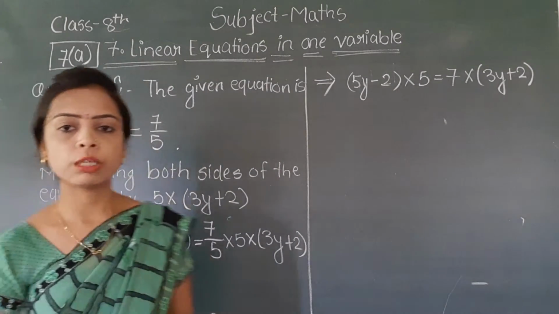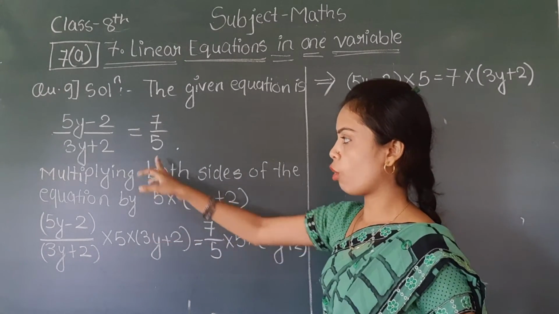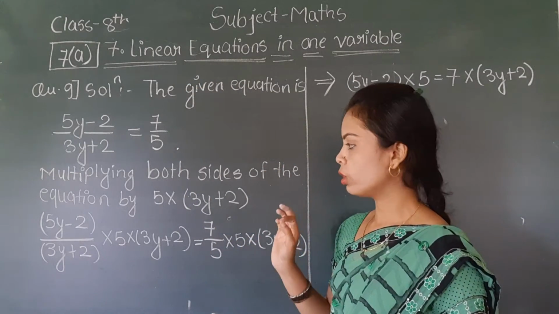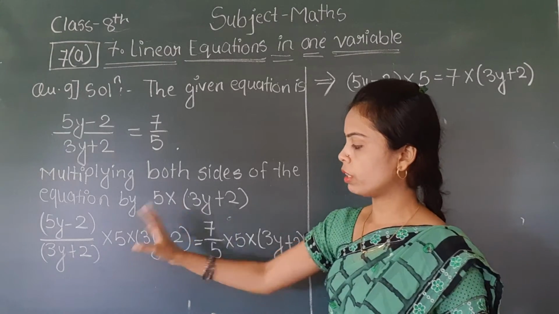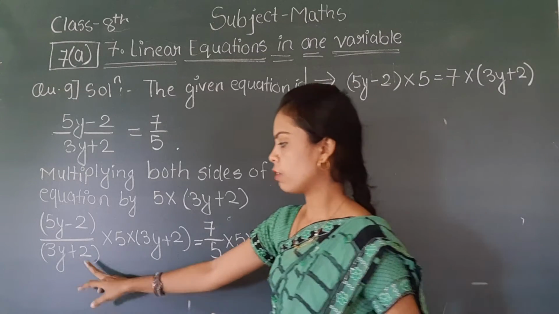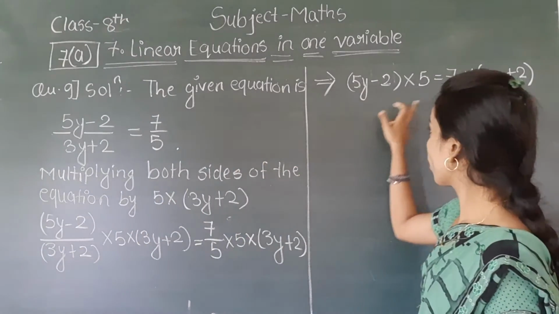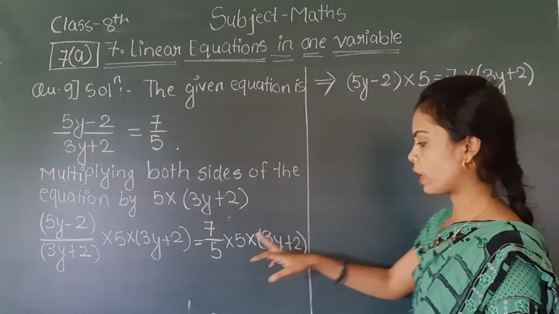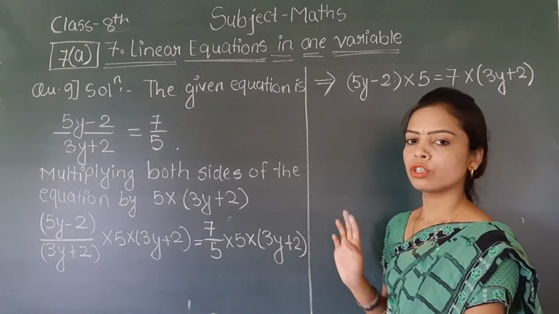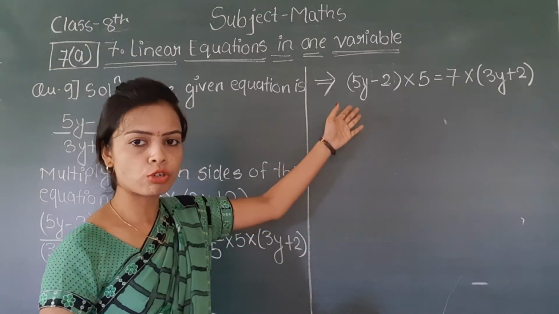We have multiplied both sides of the equals to by the product of both the denominators. We took the product of both denominators and multiplied both terms by it, so the denominators cancel out. Here (3y plus 2) cancels with (3y plus 2), so what remains is 5 and (5y minus 2). On the right side, 5 cancels with 5, and what remains is 7 and (3y plus 2).